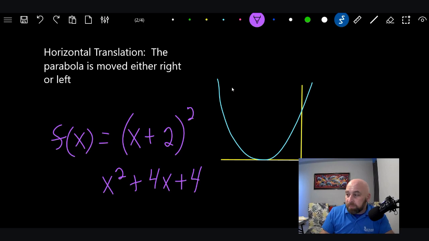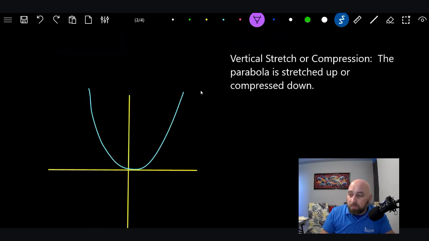All right, next is vertical stretch or vertical compression. Now here's what happens with this one. Vertical stretch or vertical compression. Stretch is when it stretches up. It's like a rubber band, okay? You take that rubber band and you stretch it.